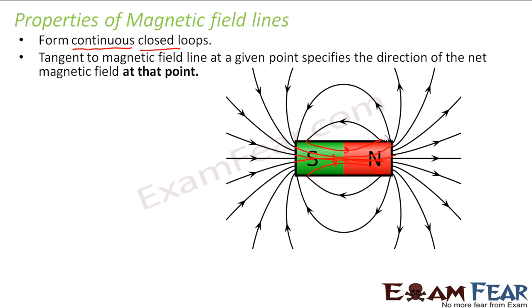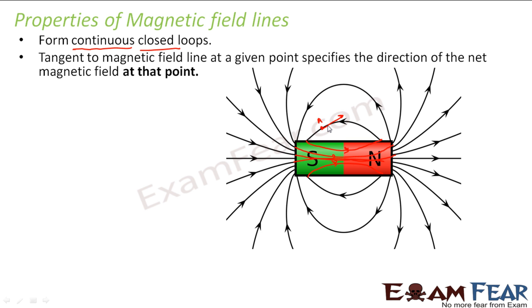The tangent to a magnetic field line at a given point specifies the direction of the net magnetic field at that point. For example, here I have drawn the magnetic field lines. If I draw a tangent from any point, say let us call this point A, the tangent which I drew from point A tells us the direction of the net magnetic field at this point. That means at point A, the net magnetic field is acting along this direction.